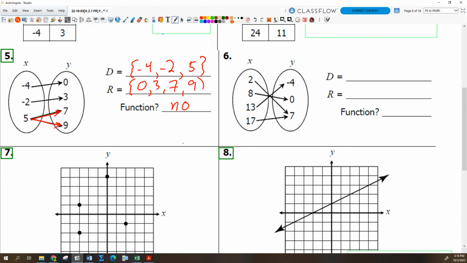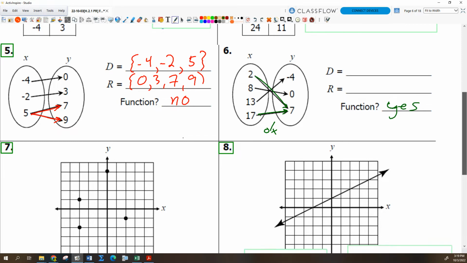Okay, how about number 6? We won't write the domain and the range down. Is it a problem that I've got 2 arrows pointing at the same value? No, that's okay because only one arrow is leaving each element of the domain, right? Each input value only has one exit arrow that's mapping to only one output, right? So this is okay. Yes, that is a function.